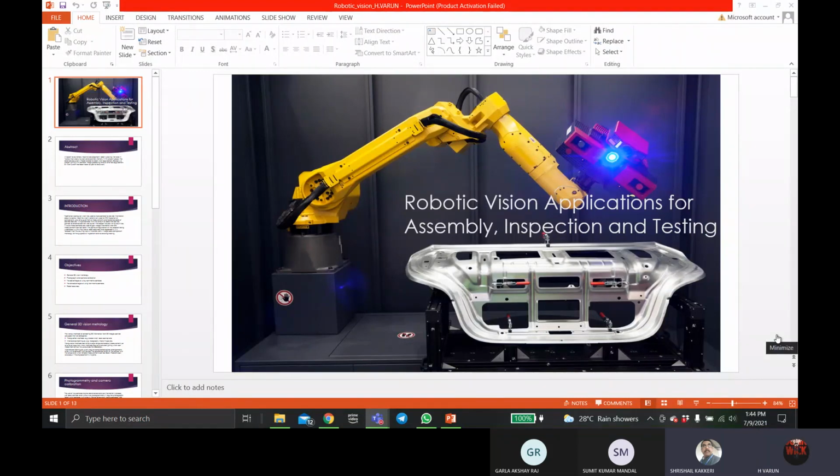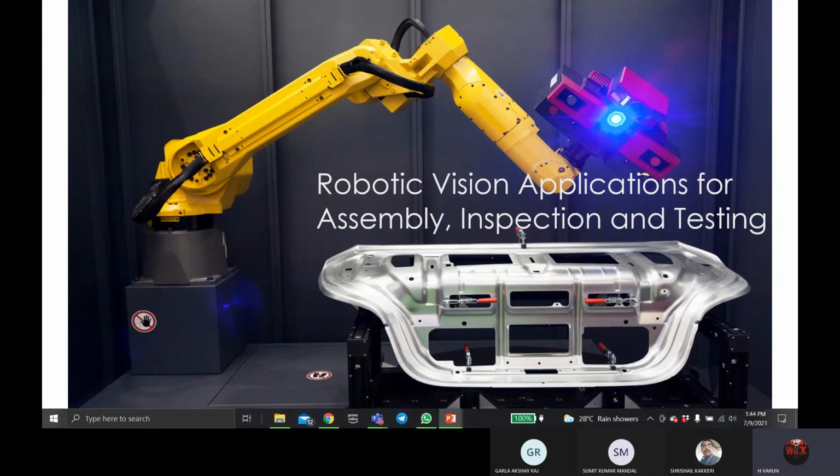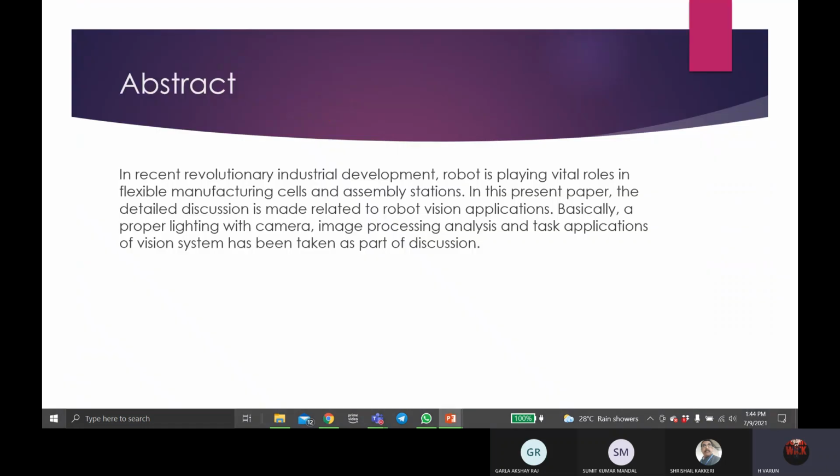Yes, sir. This was my topic. Basically, this is machine vision applications for assembly, inspection, and testing. This was the topic we presented at the national conference yesterday on emerging trends in mechanical engineering. The main abstract is that in recent industrial development, robotics plays a vital role in flexible manufacturing cells and assembly stations.